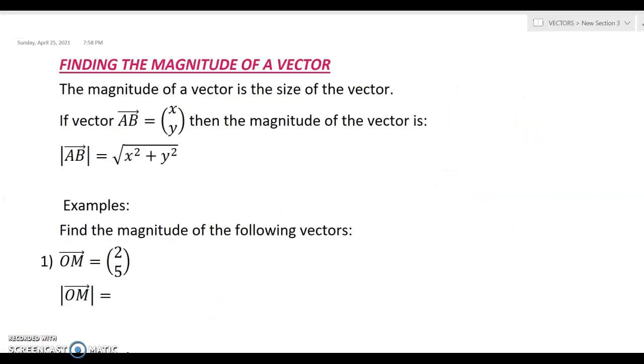So now we're looking at finding the magnitude of a vector. As we mentioned at the beginning of the video, the magnitude of a vector is the size of the vector. So finding the magnitude of the vector is really finding the size of the vector, right?